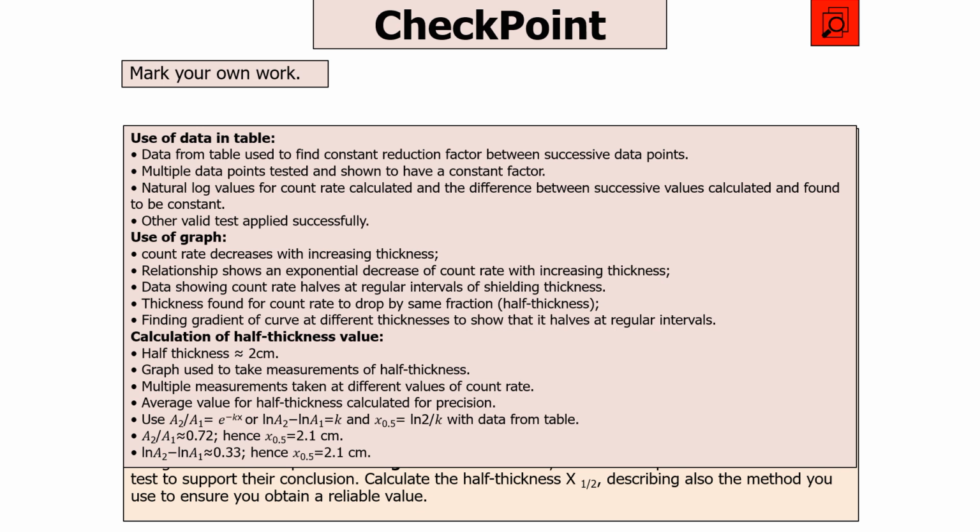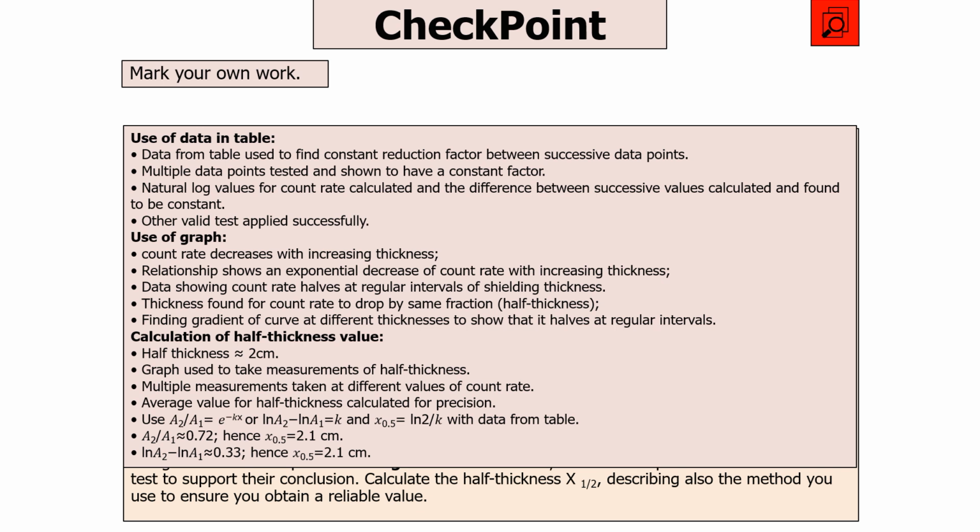In terms of using the graph, the count rate decreases with increase in thickness. The relationship does show an exponential decrease of count rate, because it shows the count rate halves at regular intervals of shielding thickness. The count rate should drop by the same fraction each time the thickness changes by the same amount, and the gradient of the curve at different thicknesses shows it halves at roughly regular values.